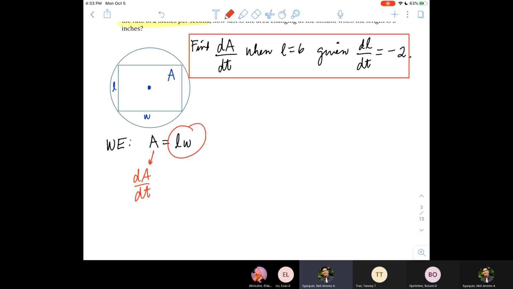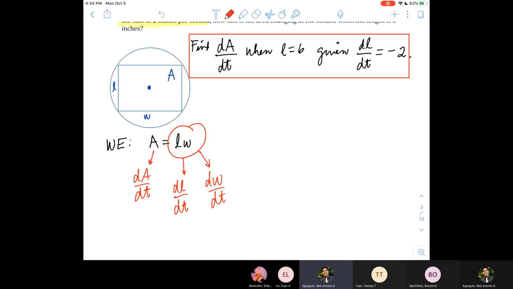And then here, the right side is a product of the length times width. So we will be required to use the product rule. But in using the product rule, we will need the values for dL over dt and dW over dt, right? When we apply the product rule. But if you go back to the mathematical problem that we have posted, there's no mention about dW over dt, right?